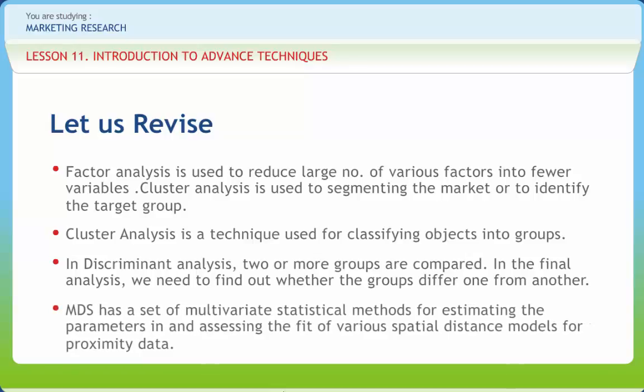MDS is a set of multivariate statistical methods for estimating the parameters in and assessing the fit of various spatial distance models for proximity data. The output of MDS looks very similar to that of factor analysis, and the determination of the optimal number of dimensions is handled in much the same way.